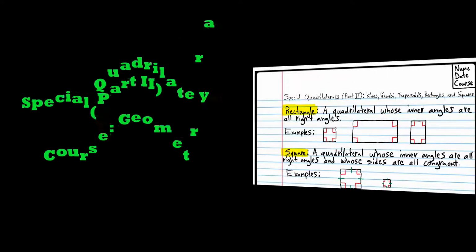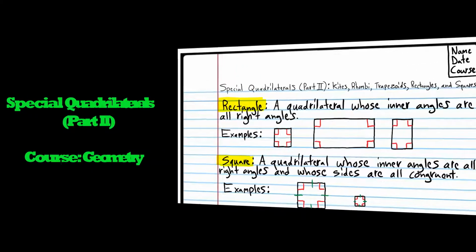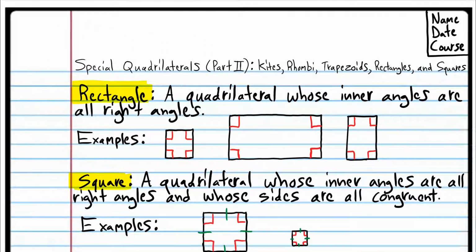This is my geometry course. Today we're going to continue to learn special quadrilaterals. In the previous class we learned parallelograms, but today we're going to go over kites, rhombi, trapezoids, rectangles, and squares. If you haven't done the homework completely and correctly from the last class, do that homework before watching this video.